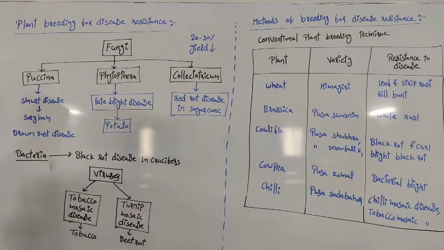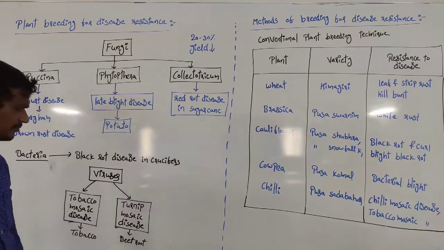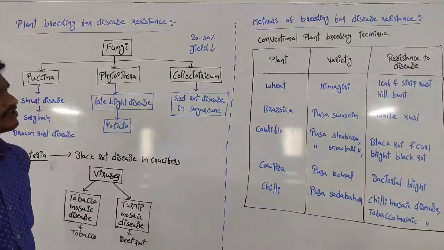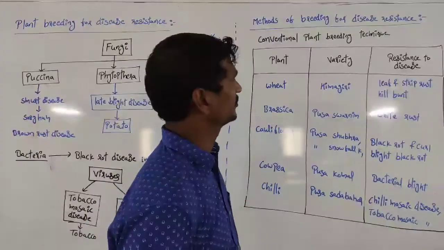And different viruses. We know that viruses mostly attack plants and animals also. But some of the viruses especially act on plants. Tobacco mosaic disease is seen in tobacco, and the tobacco mosaic virus causes tobacco mosaic disease, right? And turnip mosaic disease is seen in beetroot and turnip also. So these are the different types of diseases which are caused by different types of pathogens.